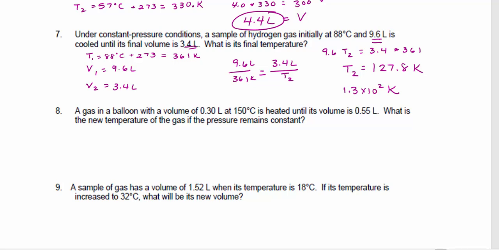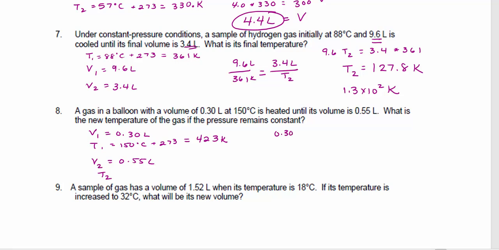Number eight. So this time we have our gas in a balloon. We have a volume. So V1 is 0.30 liters. And T1 is 150 degrees Celsius. We need to add 273 to that in order to get our Kelvin temperature of 423 K. And we have our volume. Our new volume is 0.55 liters. We're looking for T2.